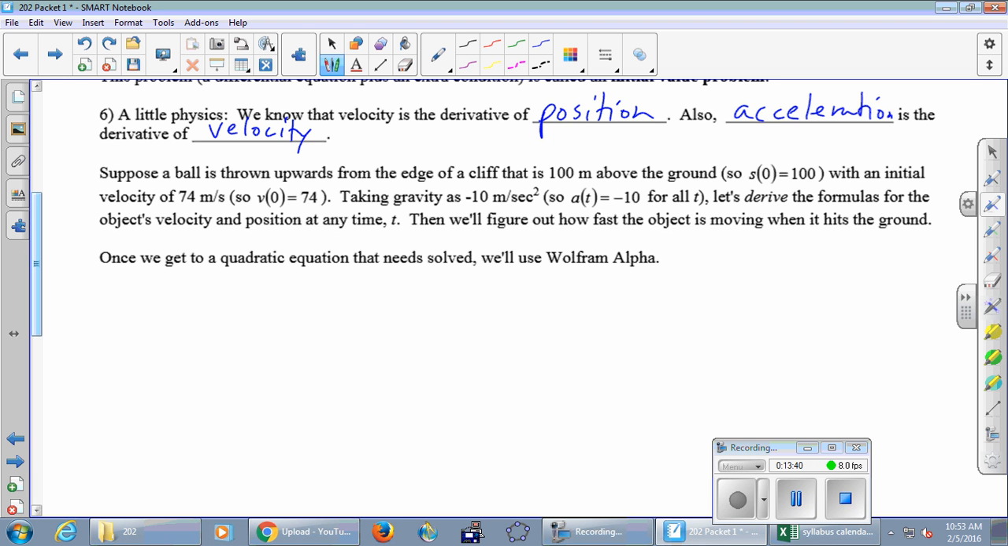Here's the problem. Suppose a ball is thrown upwards from the edge of a cliff that is 100 meters above the ground. Translating that into an equation, s of 0 is 100. s is going to be our standard letter for position. So its initial height or position is 100 meters off the ground, with an initial velocity of 74 meters per second. So v of 0 is 74, right? 0 is the initial part. Taking gravity as negative 10, 9.8, close enough, negative 10 meters per second squared, which we can write as a of t is negative 10 for all t. We're going to derive the formulas for the object's velocity and position, and then we're going to answer some questions over here.